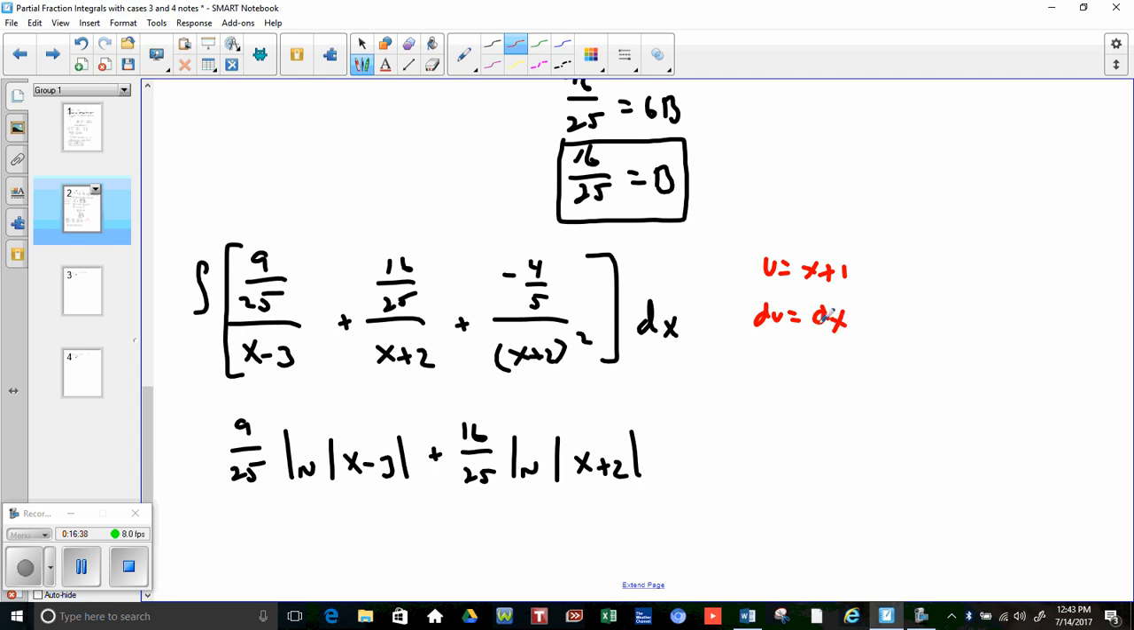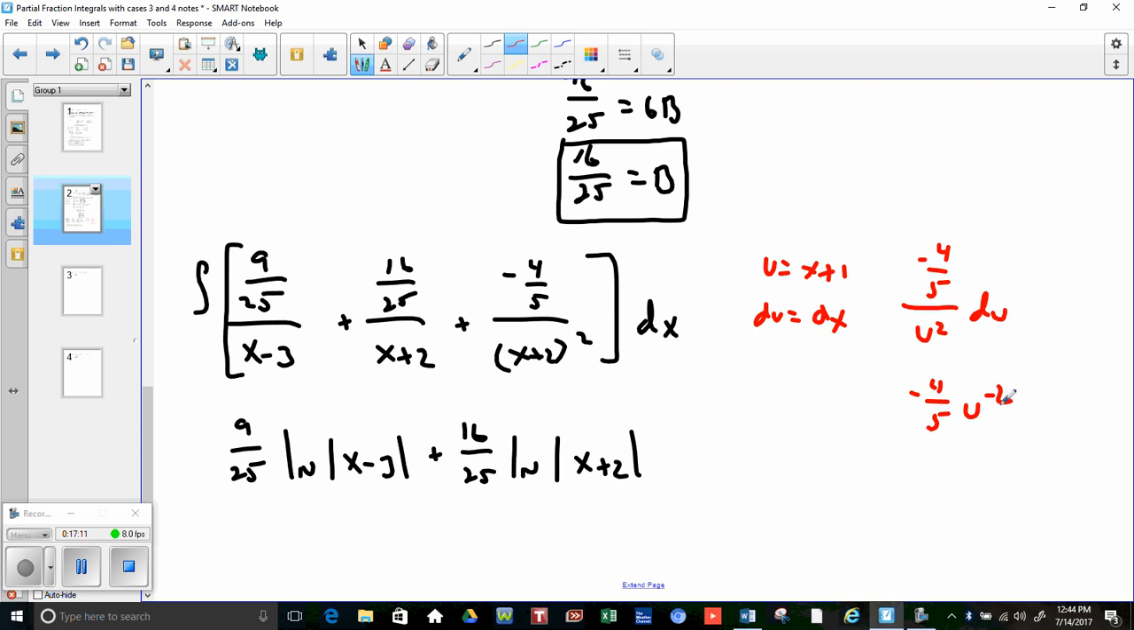And as you can see, because du equals dx, because there's no coefficient out in front of this, this is going to be really simple. So when I rewrite the integral, or the fraction here, it'll look like this. And of course this is the same as negative 4/5 u to the negative 2 power.